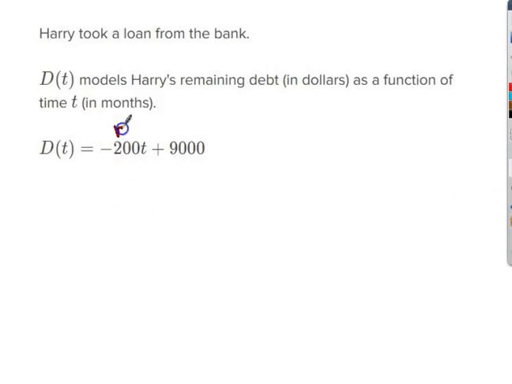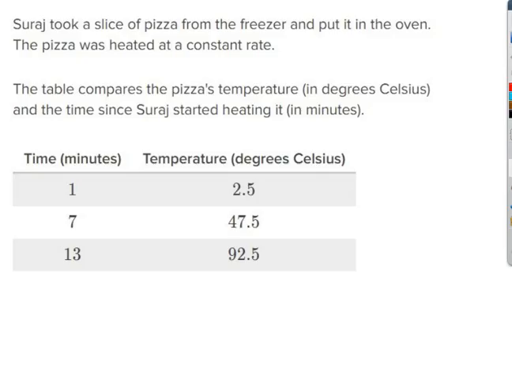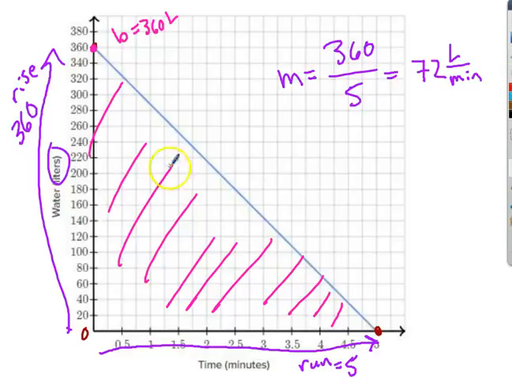This one's already in mx plus b form. That's my speed. That's my start. So that means he started out owing the bank $9,000, and the rate per month that he's paid it back was $200. So the answers are: you started owing the bank $9,000 and paid it back at a rate of $200 per month.